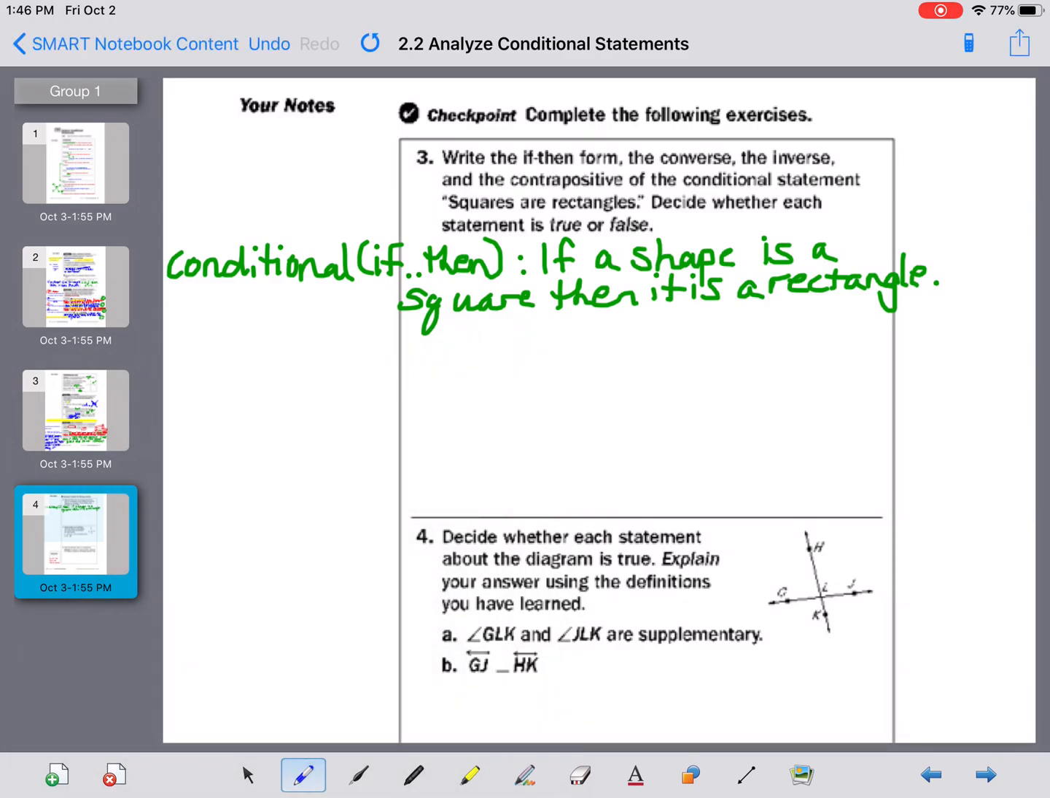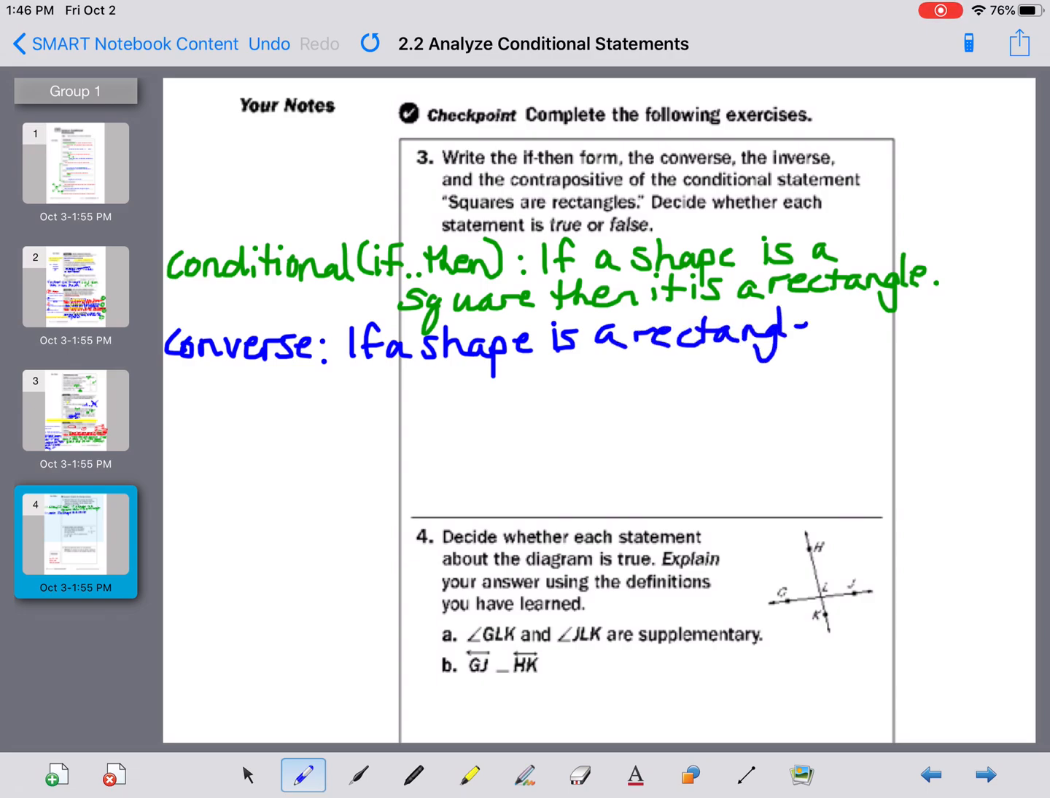Moving to the next one in line is always the converse. Again, the more we keep these in order, the easier it will be for our brain to process how we have to make the change. I'm going to keep my category, if a shape, but now I'm going to flip my information. If a shape is a rectangle, then it is a square.